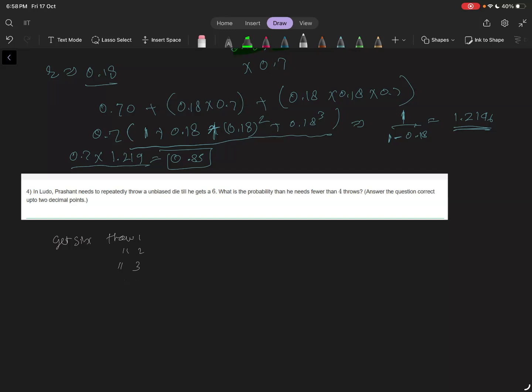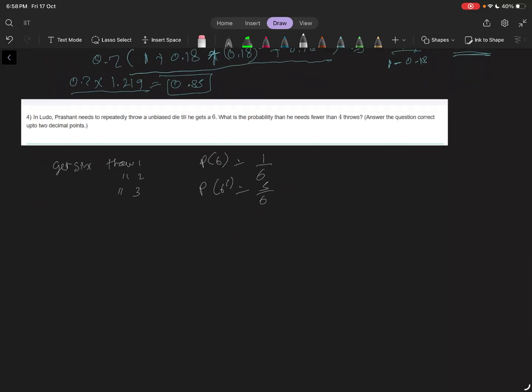So it's up to throw 3. The chance of getting a 6, P6, is, as you know, 1 over 6. Not getting a 6 is 5 over 6. So what are the winning scenarios? He gets it on either throw 1, throw 2, or throw 3. What's the probability of getting it on throw 1? He throws and gets a 6, that's 1 over 6. What's the probability that he gets it on throw 2? That means he missed the first throw, which is 5 over 6, and won the second throw, which is 1 over 6. So the total probability is going to be 5 over 36.